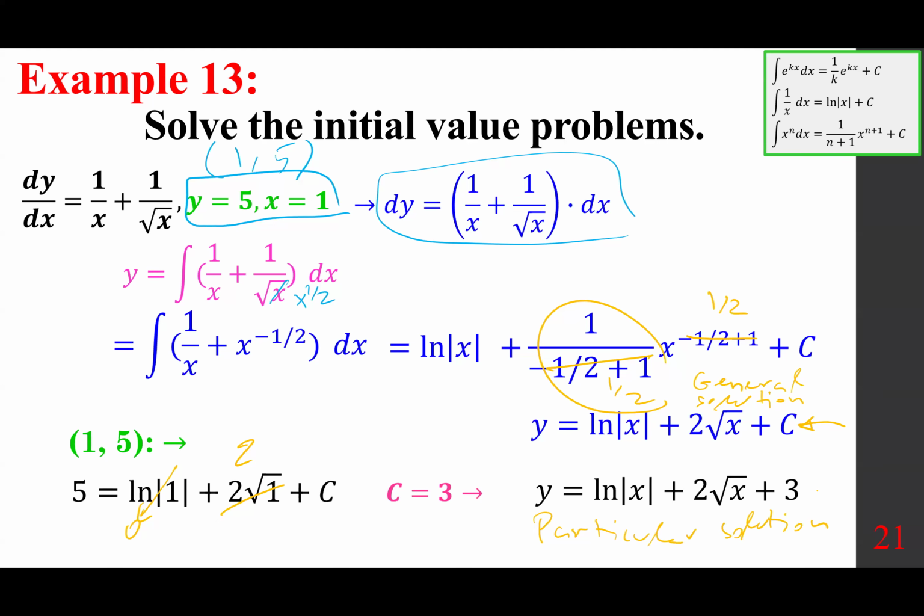So in essence, what the initial value does, it gives you a pair, that's all. And that pair can help you find the constant. So not a big deal. Very simple, everybody, okay?